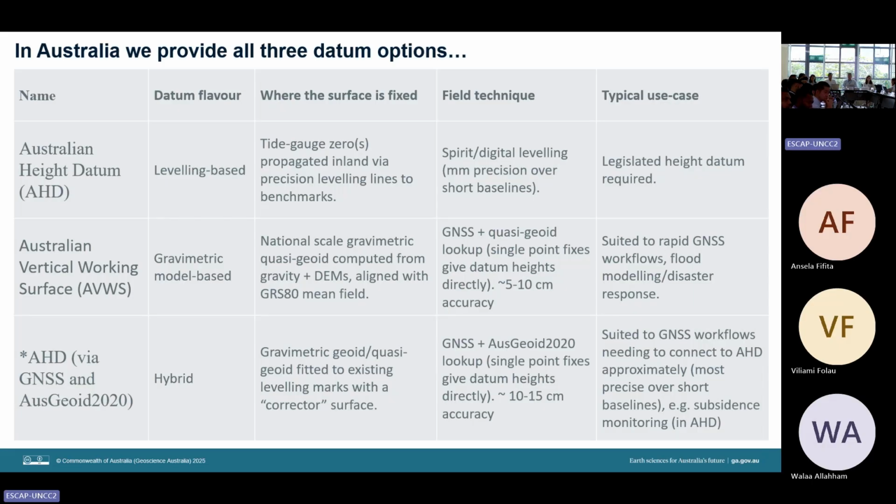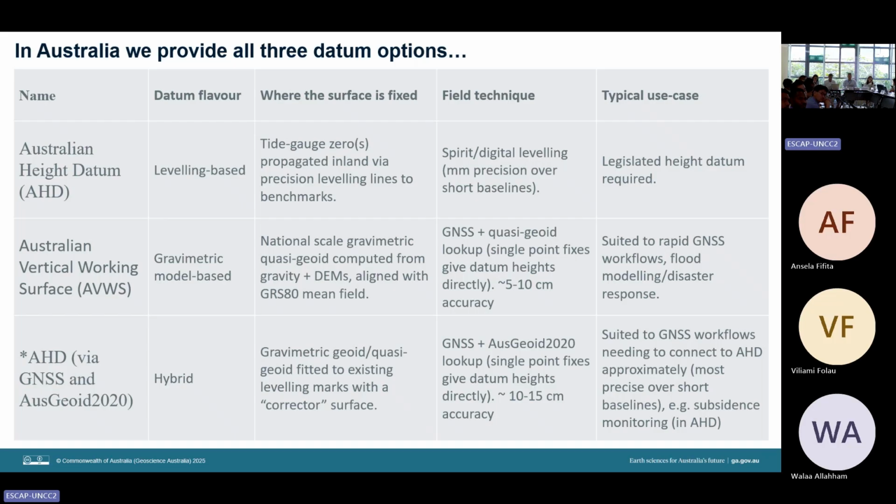So I mentioned earlier that when it comes to establishing a height datum, you first need to make a choice between a leveling-based datum and a geoid-based datum, or some kind of hybrid. In many ways, in Australia, we have all three. The lay of the land is as follows. We have AHD for leveling only, high precision work with legally recognized heights.